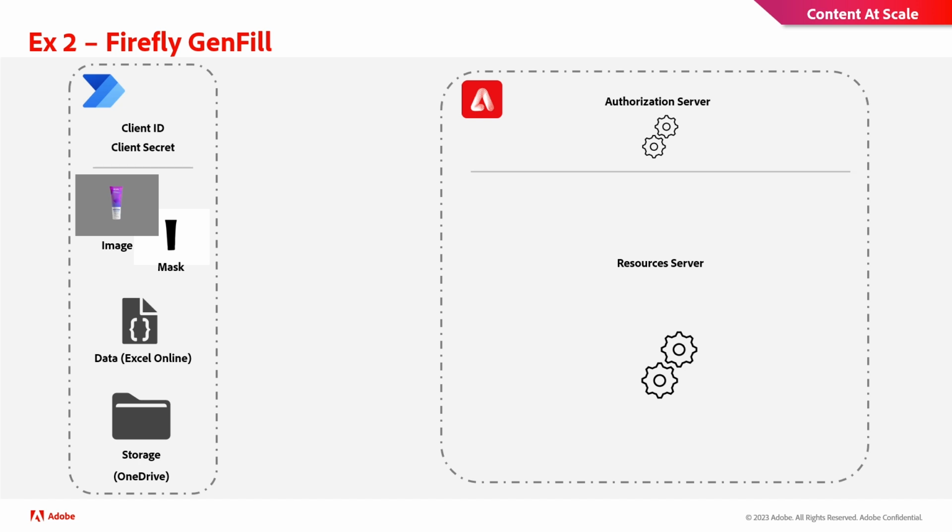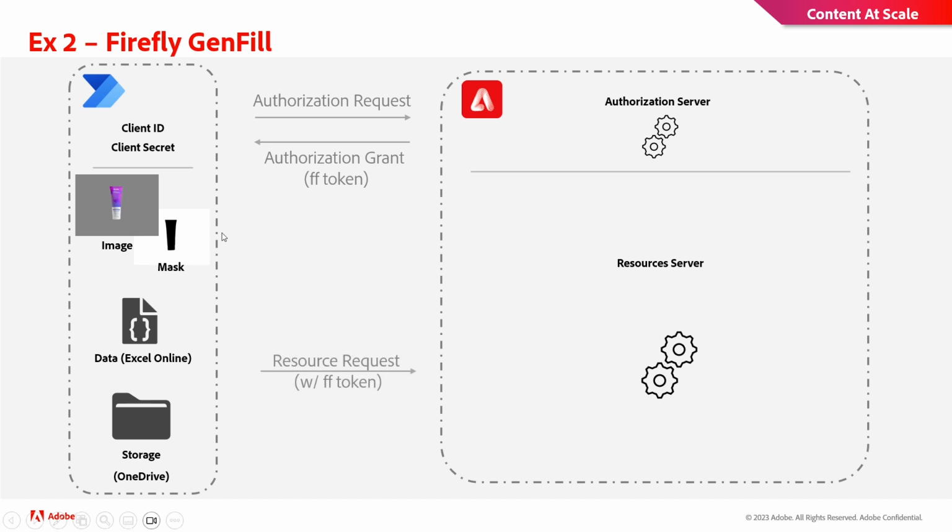The way it works is no different to last time, really, and it starts with getting the Firefly web token access. So it starts with exchanging the Firefly client ID and client secret with the authorization server, and you get the web access token. And then this access token is going to be sent along together with the two images, the image as well as the mask image, and with the text prompt that is stored in the Excel table.